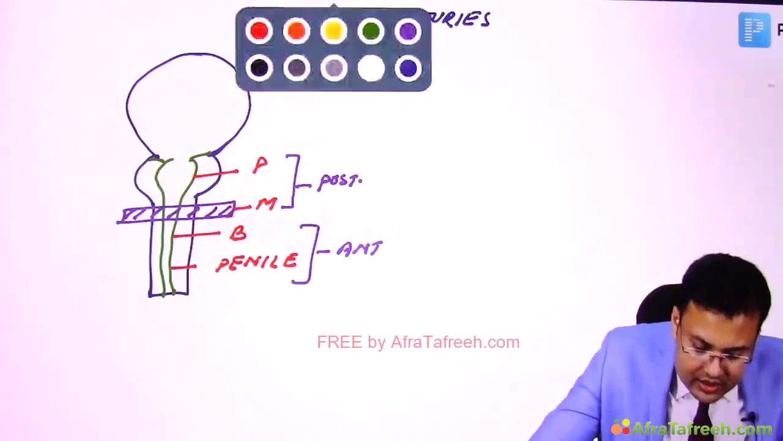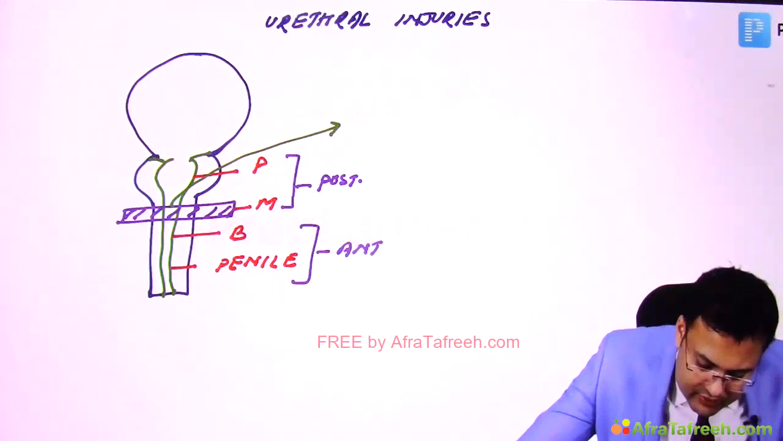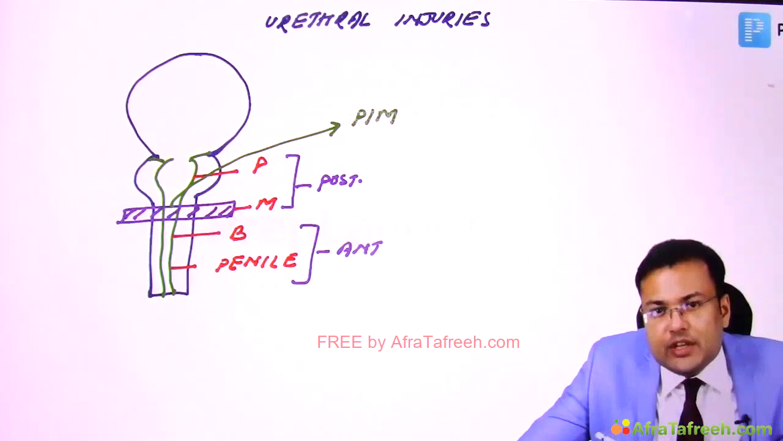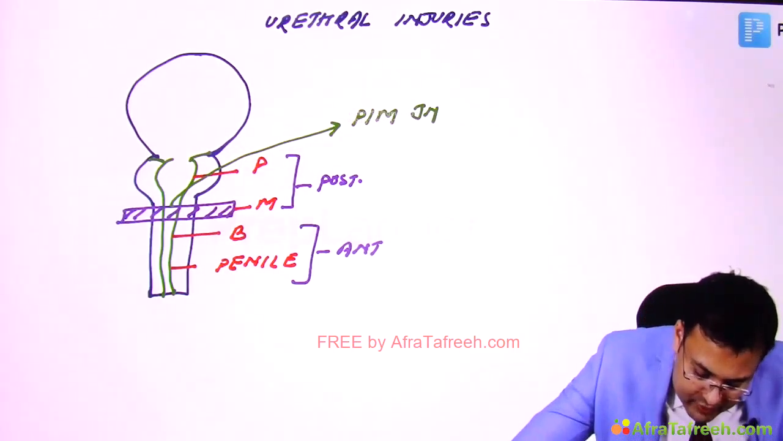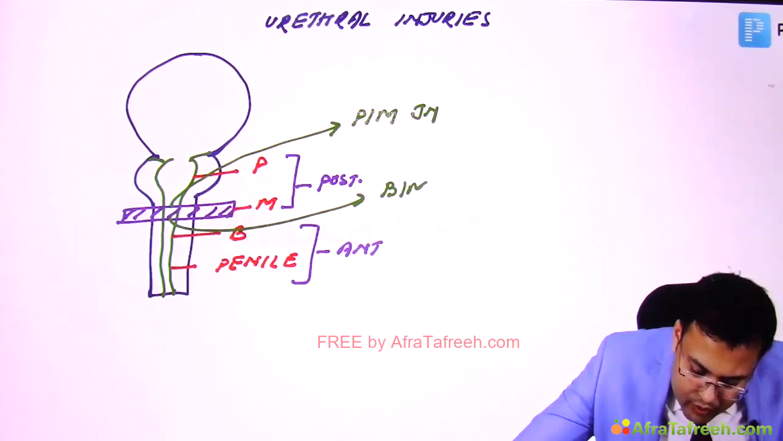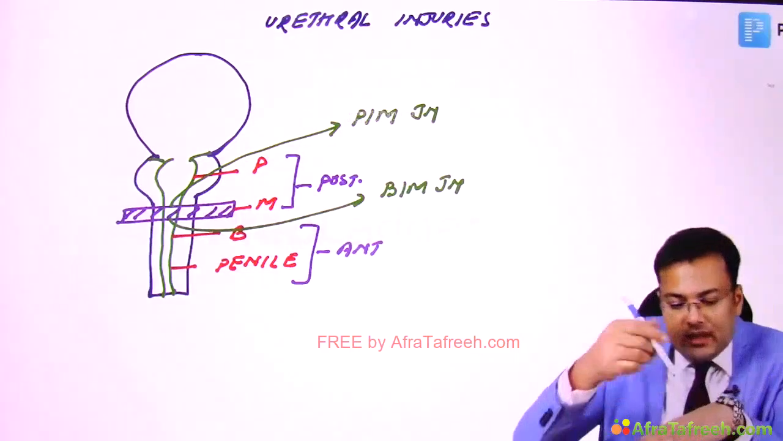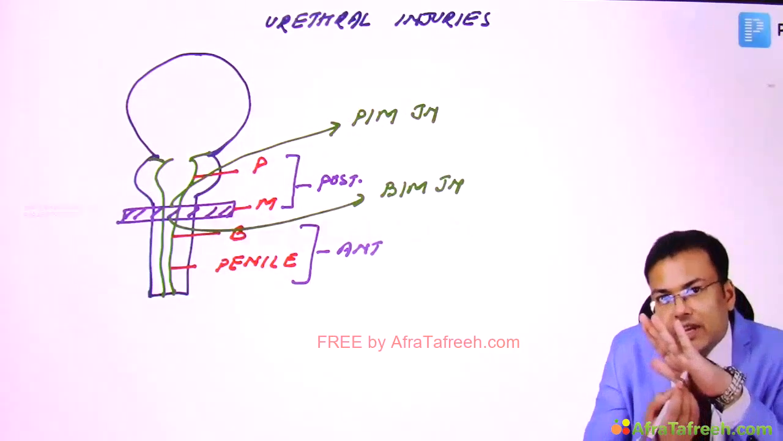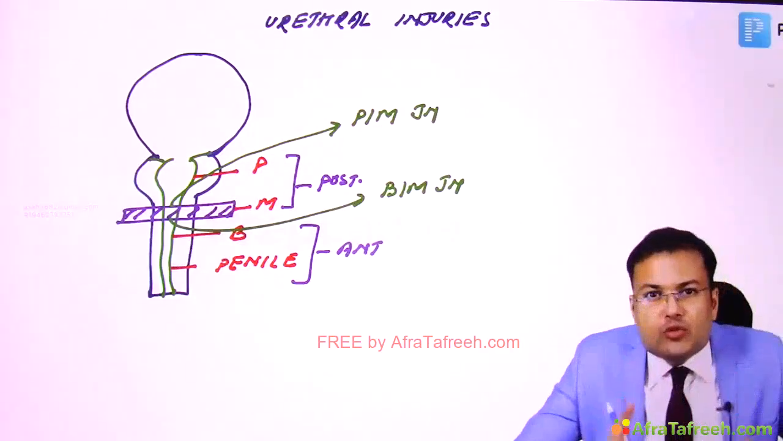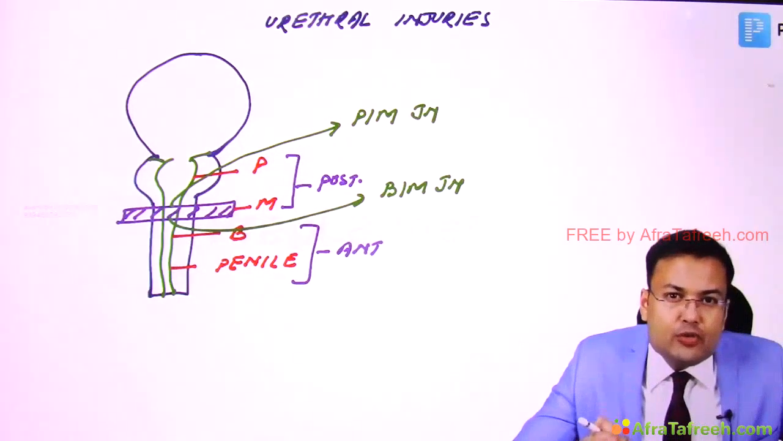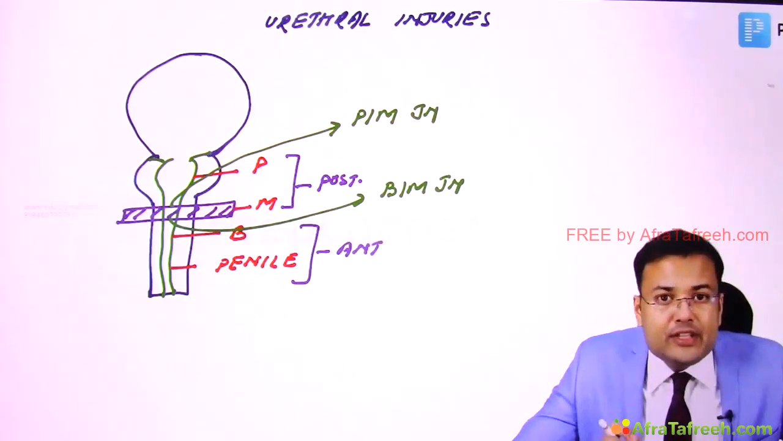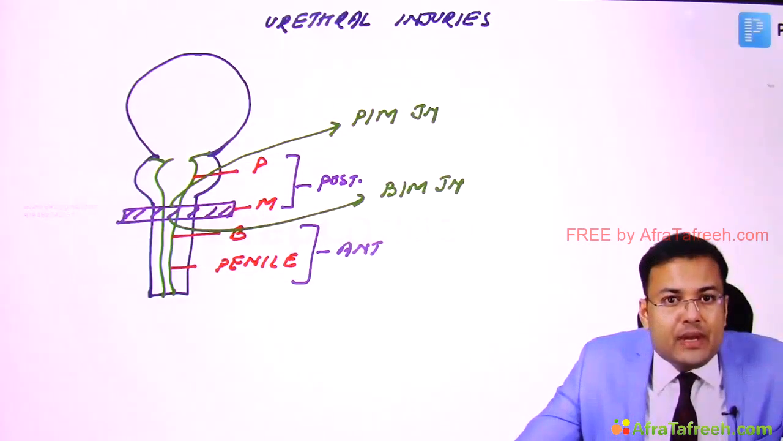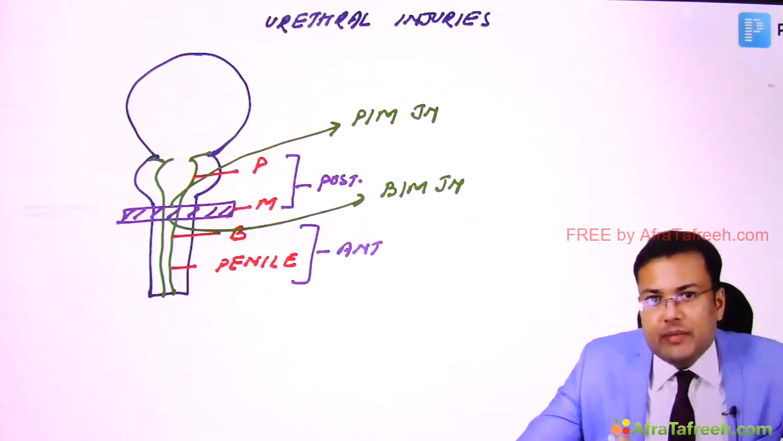So, if you see the junction, this is the junction of prostatic urethra and membranous urethra. So, this is prostatomembranous junction. And if you see this junction, this is bulbomembranous junction. So whenever tear occurs, generally it occurs at either prostatomembranous junction or at bulbomembranous junction. So the most commonly injured part of posterior urethra is membranous urethra, and in membranous urethra, what is the most common site? It is bulbomembranous junction followed by prostatomembranous junction.